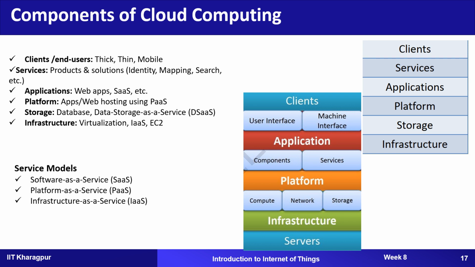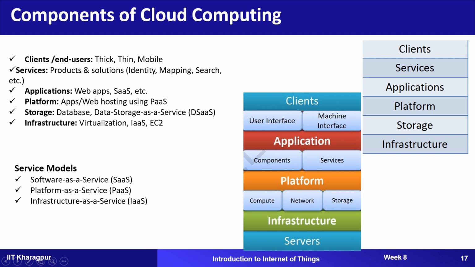The second component is your services. So these are the products and solutions which are available and which can be accessed by the end users. For example, your identity mapping, search, all these are the services. Then next is your applications. So for example, your web apps, software as a service, these are the applications. Then the platform is a component of your cloud computing. Then storage, various storage is provided by your cloud computing, databases are provided by your cloud computing. Storage as a service is there. Then the infrastructure.